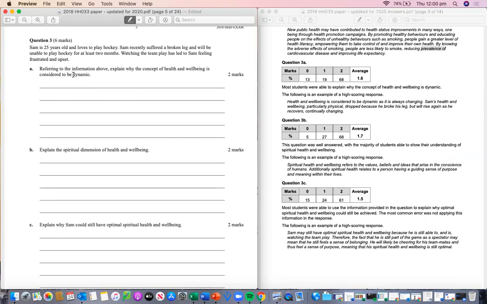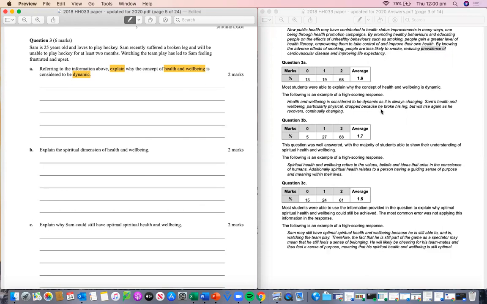So the key thing here is looking at health and well-being firstly. We've got dynamic, and we're looking to explain it, for 2 marks. The majority of people got 2 marks for this. The average mark was 1.6 out of the 100 people. So again, it's a fairly easy concept to actually explain.